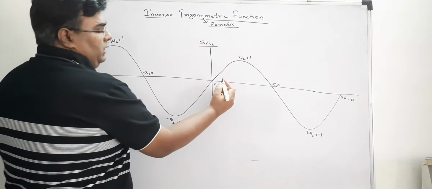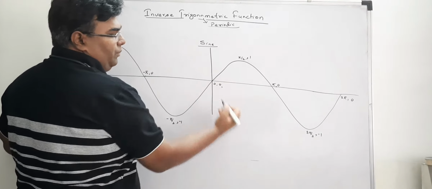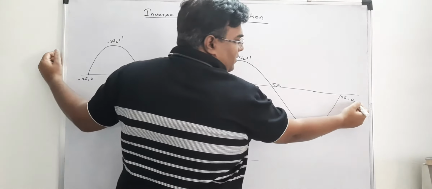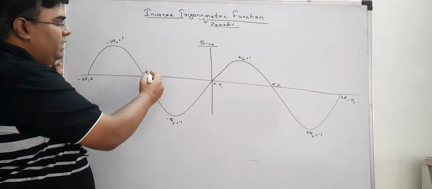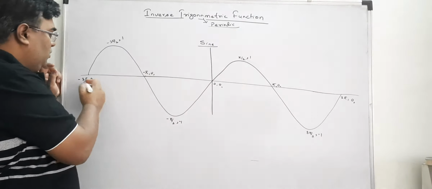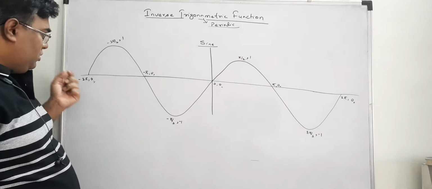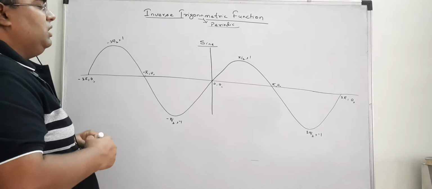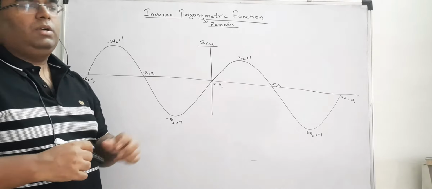Okay, see, sine 0 is what? 0. Sine pi is what? Again 0. Sine 2 pi is 0. Sine minus pi, going backward, is 0. Minus 2 pi, 0. So 0 is coming many times. Hence this function cannot be made inverse, because why?